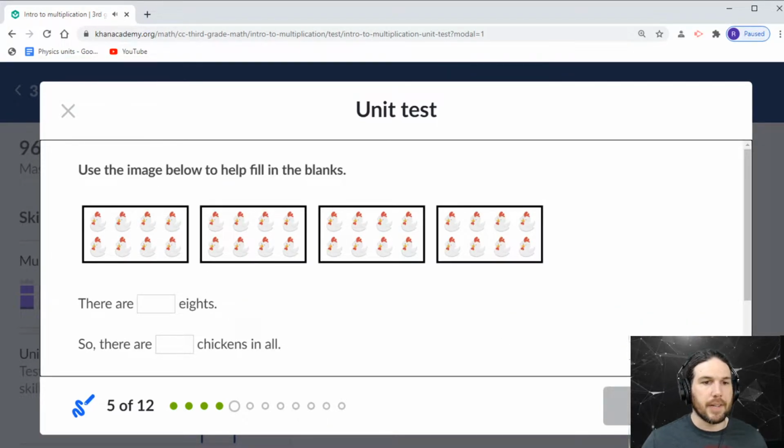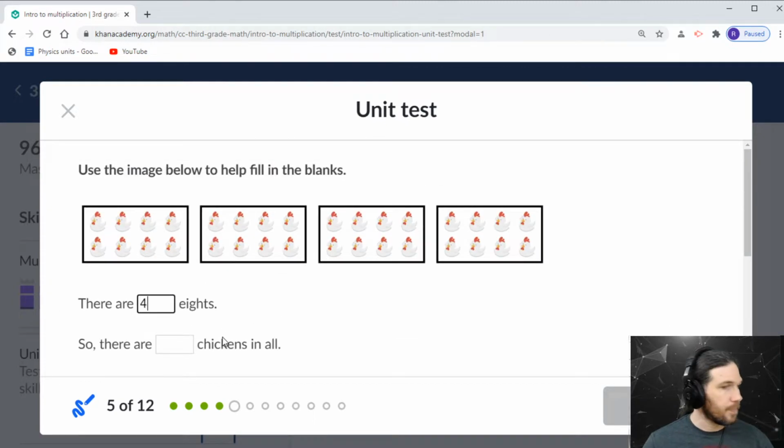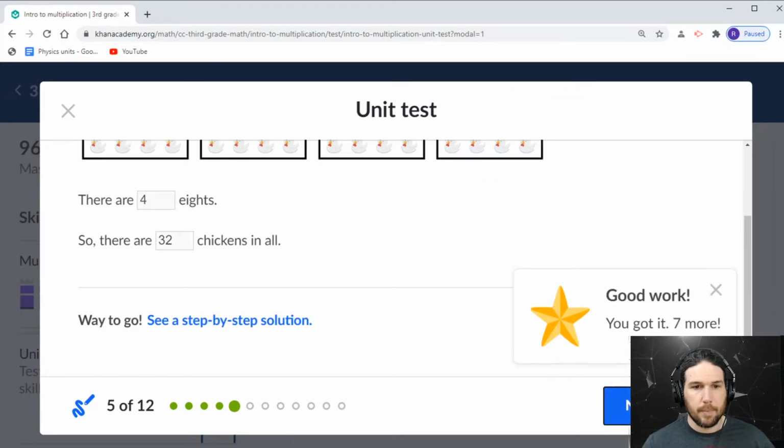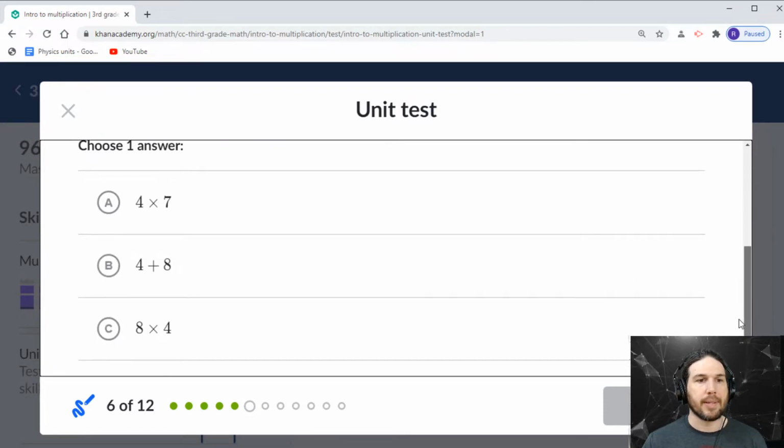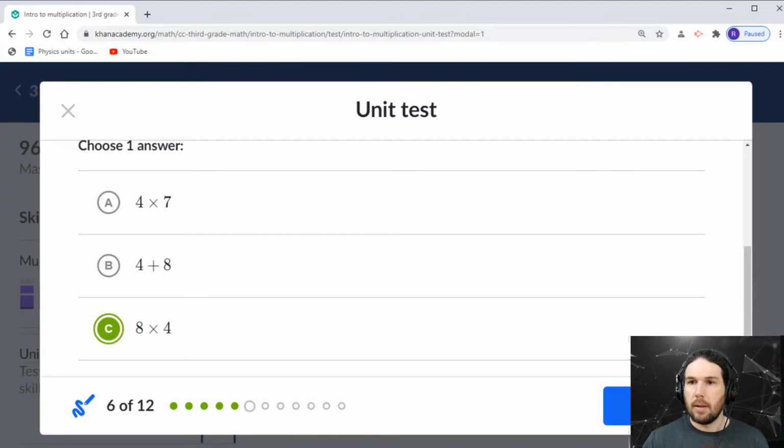Use the image below to fill in the blanks. There are 4 8s, so there are 32 chickens in all. Jen says the image represents 4 times 8 or 4 groups of 8. What is another way Jen could represent the image? Well, that would be 8 times 4.